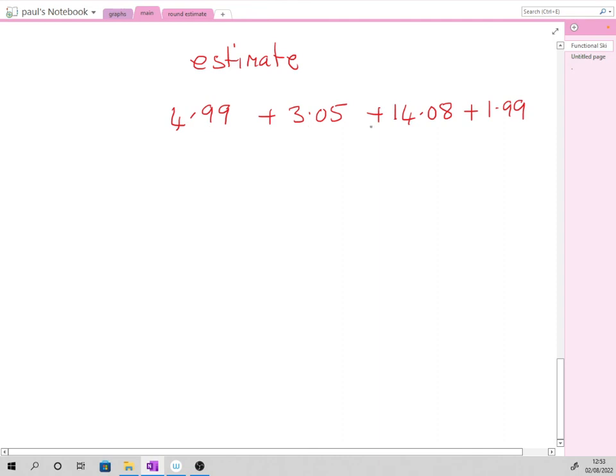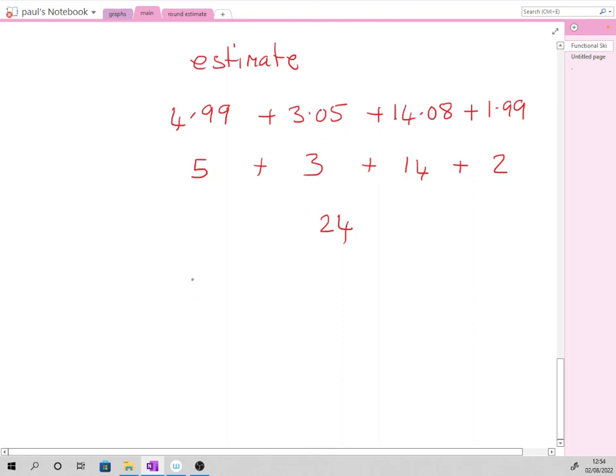Now, even if you've got a calculator, don't go to the trouble of adding them all up together and then rounding at the end. No, you estimate first. So you'd say that's about a fiver, that's 3, that's 14, and that's 2. So you've got 8, 22, 24. So an estimated answer of 24. You use your discretion of whether you're rounding up or rounding down.